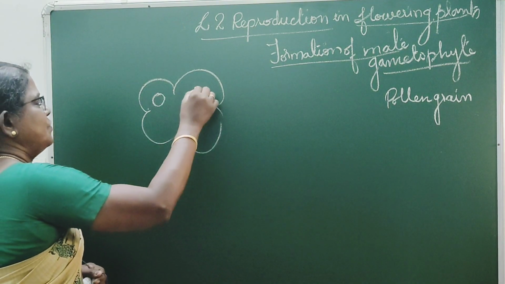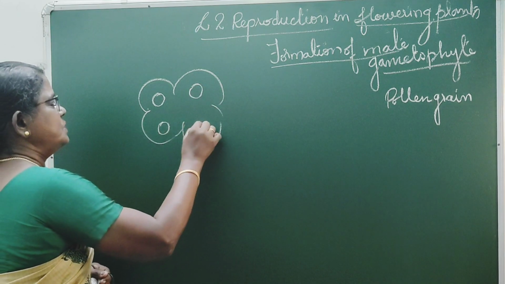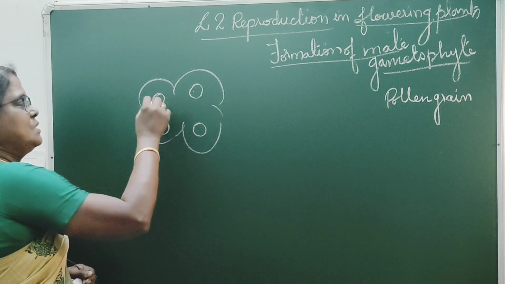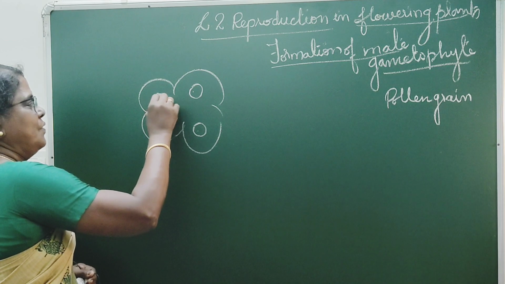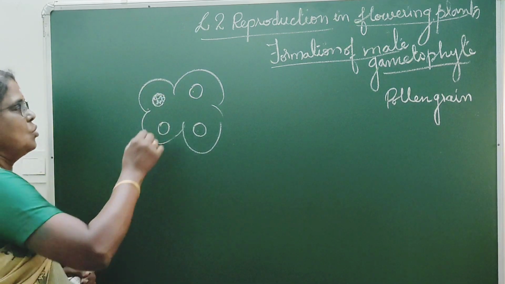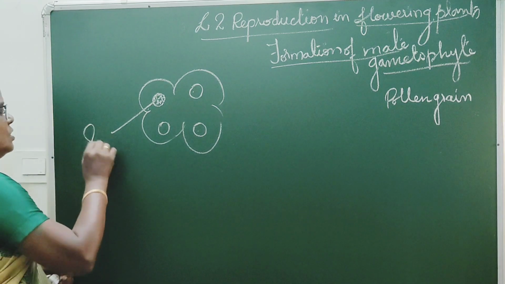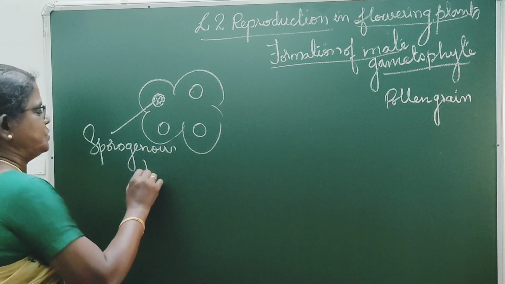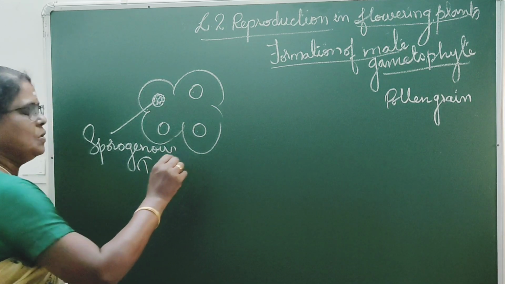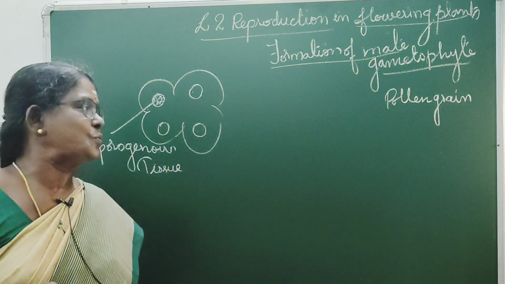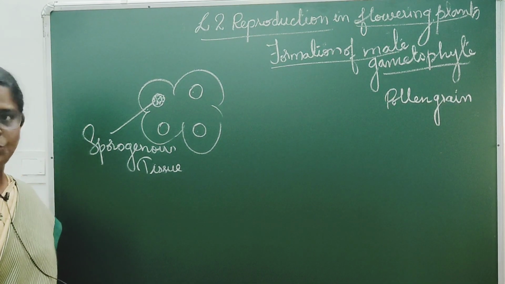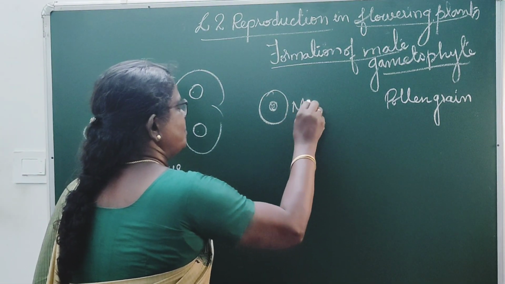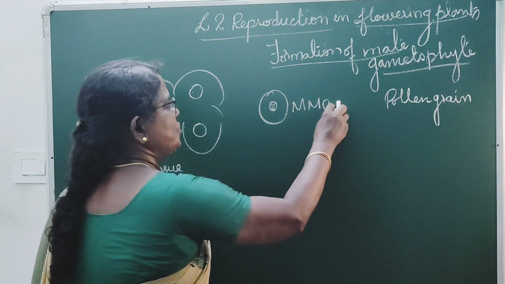This cross section of anther has two lobes. In the two lobes it has four microsporangia. Each microsporangium is filled with compactly packed homogeneous cells, that is called sporogenous cells. Every cell of this sporogenous tissue is capable of producing microspores, so these cells are known as microspore mother cells.